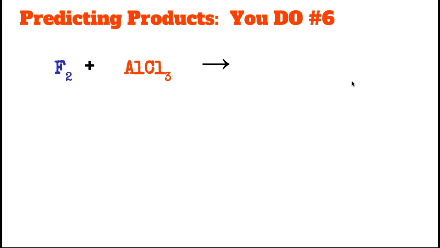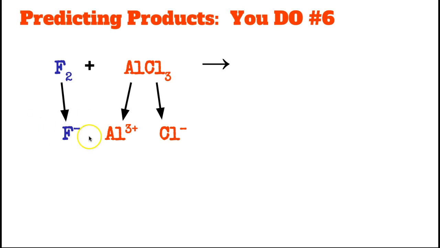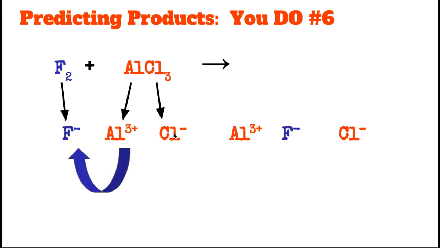So let's do number 6. We have fluorine by itself, and we have aluminum chloride. Let's write them as ions. So fluorine is -1, aluminum is +3, and chlorine, because it's a group 7, is -1. We're going to make new partnerships. This time we have a negative ion here, so it's going to replace chlorine. So fluorine is now going to be with aluminum, and chlorine is going to be on its own. So aluminum with fluorine, and chlorine on its own.